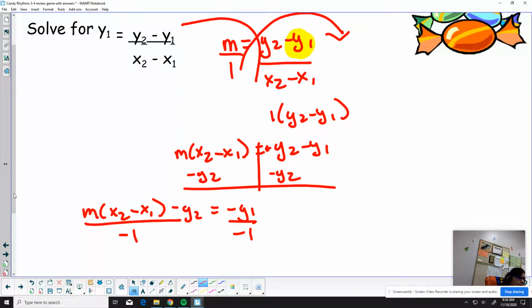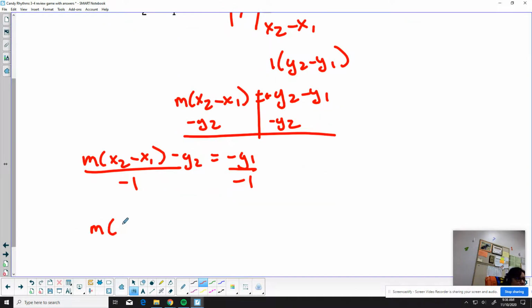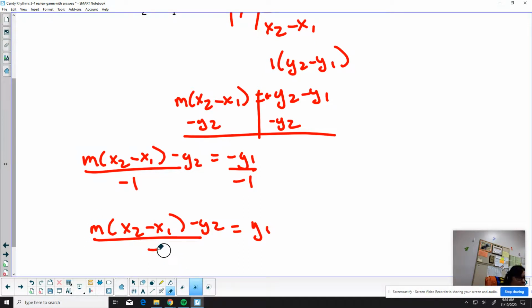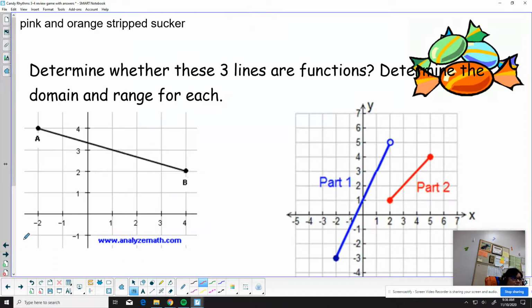So you really could leave it like that. And then minus y2 over negative 1. Okay, and that would be solved. Or you could take the negative 1 out of the bottom completely. I would take it that way, though, and just change the signs up here on each of these terms. So that would be a negative m, and that would be a positive y2. So both of those would be fine. They both work. That's a tough one.